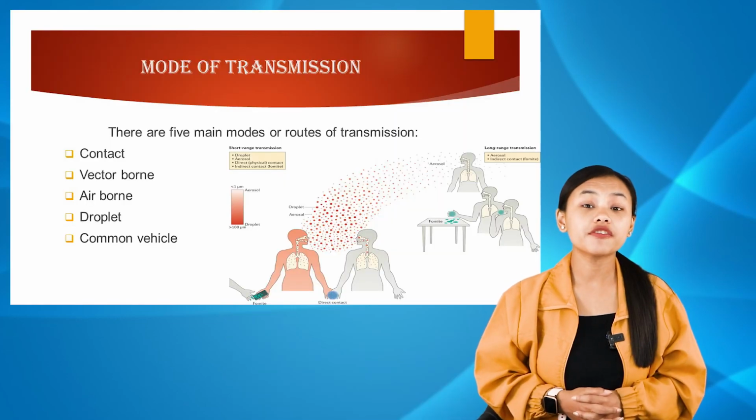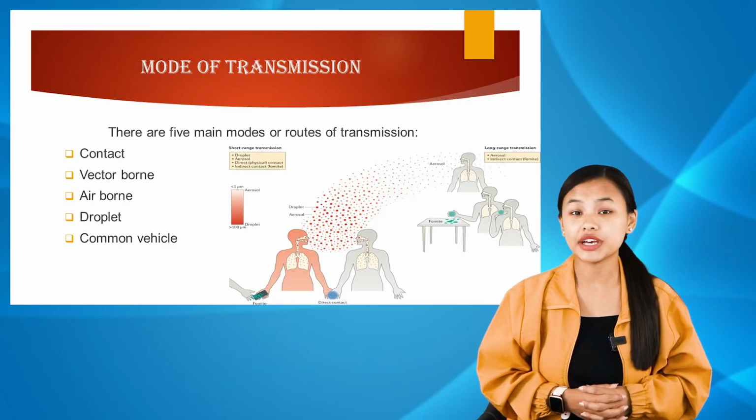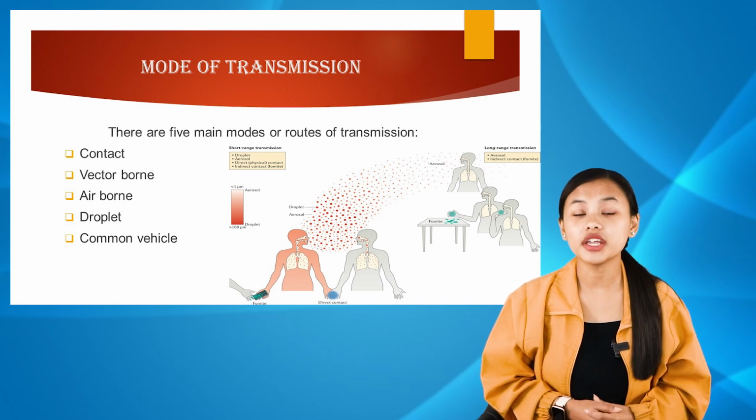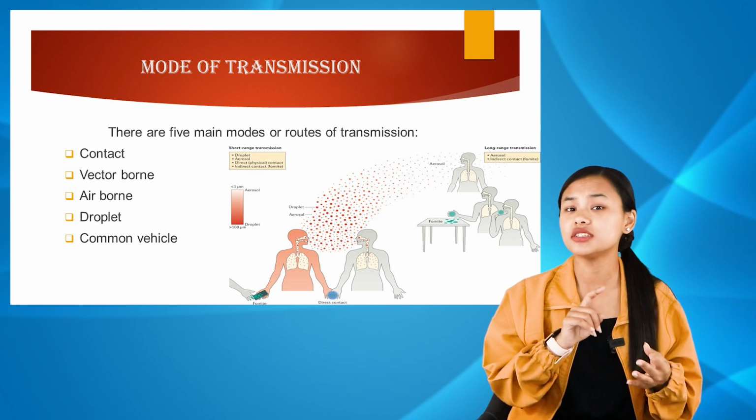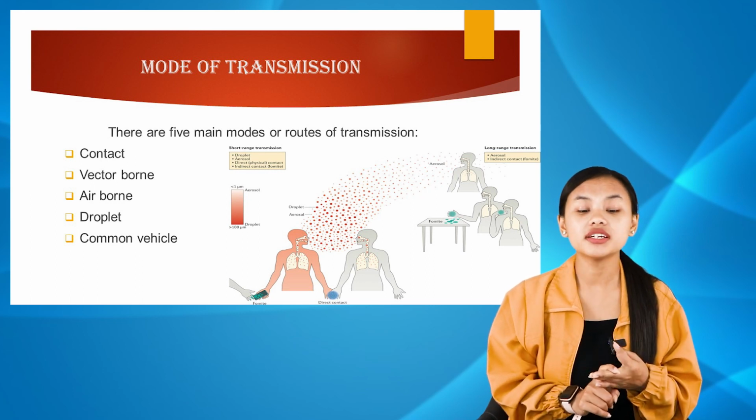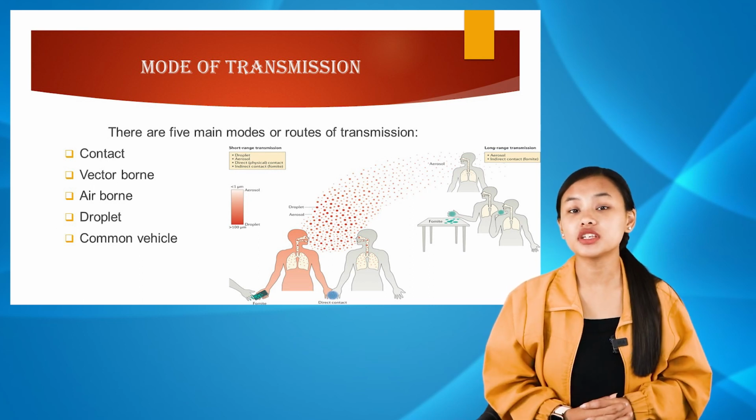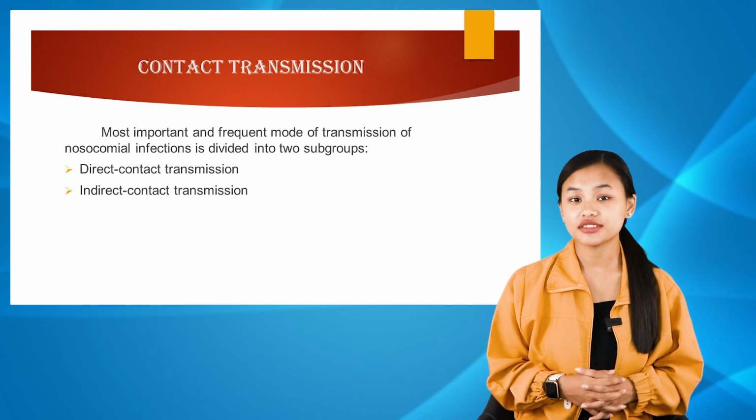So here there are five main modes or routes of transmission. The first one is the contact, the second is the vector-borne, the third is the airborne, the fourth is the droplet, and the fifth is the common vehicle. So let's discuss each one in detail. First one is the contact transmission.